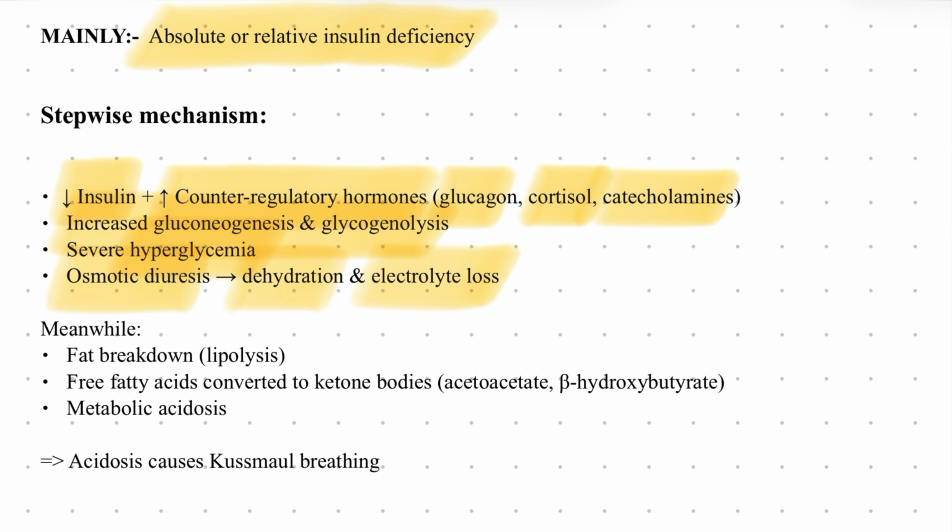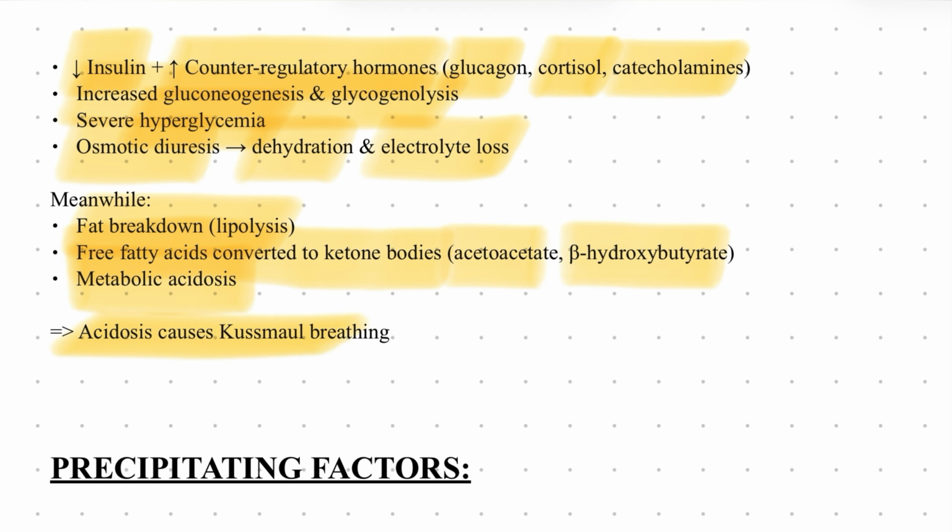Meanwhile, what happens? Fat breakdown will take place, which is also called lipolysis, which leads to free fatty acids being converted into ketone bodies, for example acetoacetate and beta hydroxybutyrate. This leads to metabolic acidosis, and this acidosis causes Kussmaul breathing. Okay, fruity odor smell. Okay.